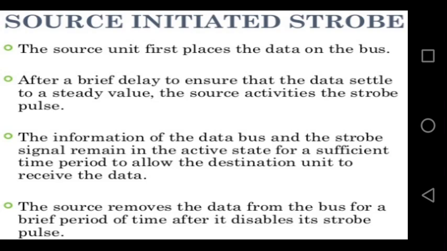The source removes the data from the bus for a brief period of time. Then after that it disables its strobe pulses.